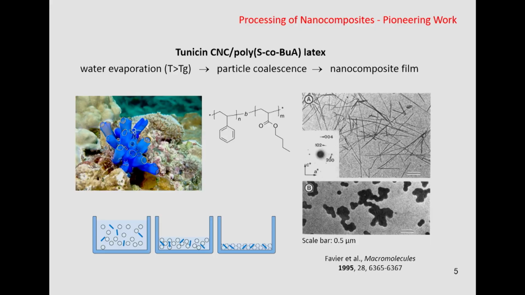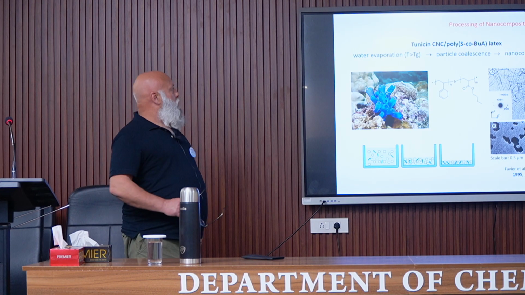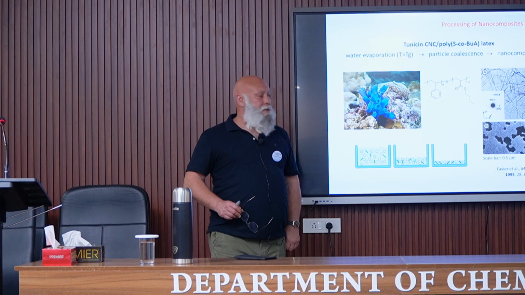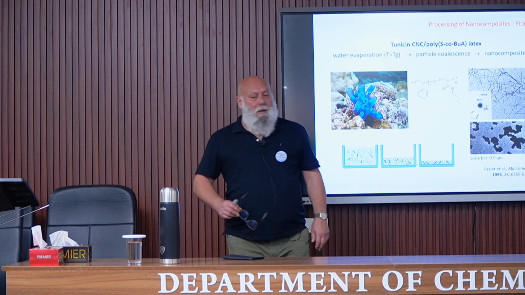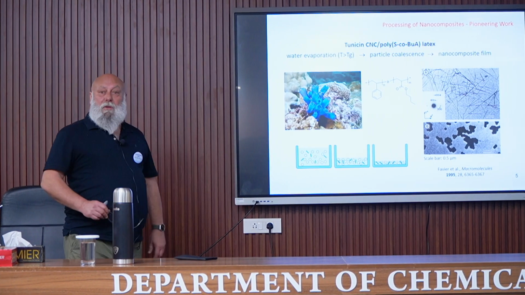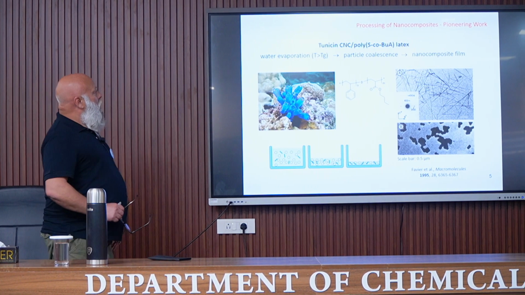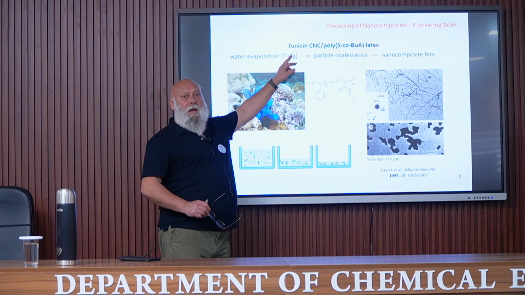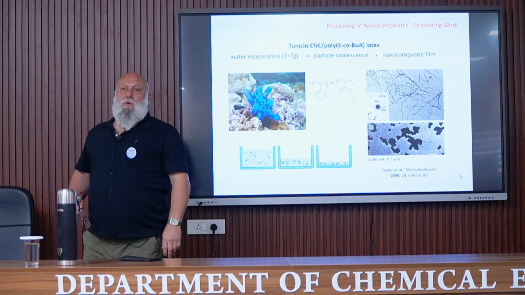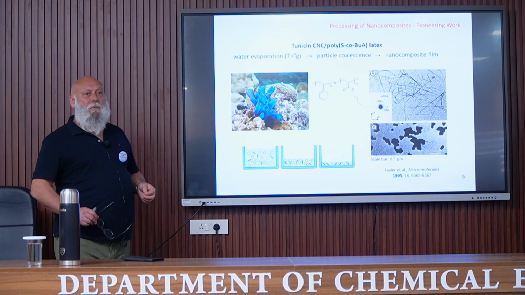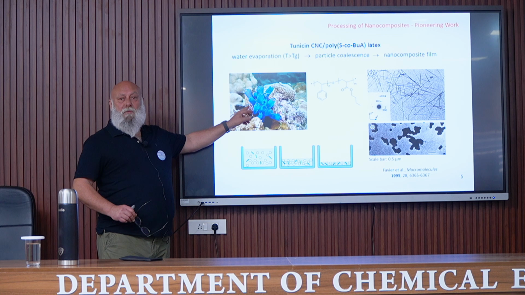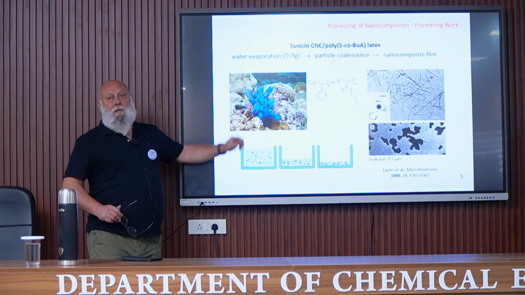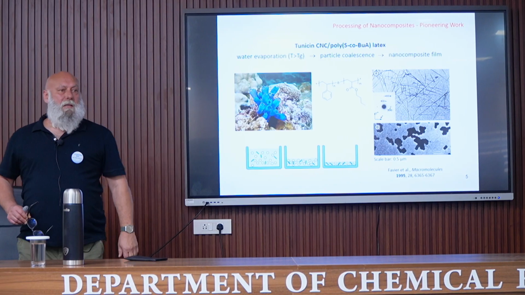So now I refer to the first paper on the processing and characterization of polymer nanocomposites using cellulose nanocrystals. You can see it was published in 1995, so 30 years ago. And in this work, cellulose nanocrystals were extracted from tunicine. Tunicine is the cellulose extracted from tunicate. Tunicate is this sea animal. The interest in using this cellulose is that it is highly crystalline.